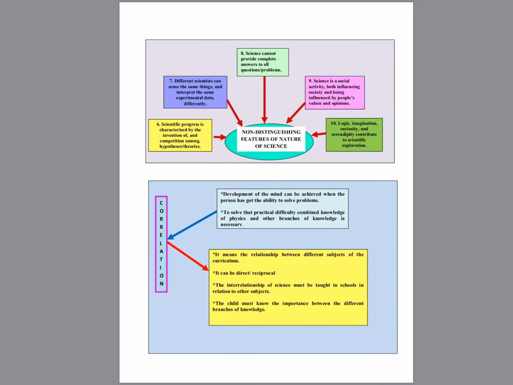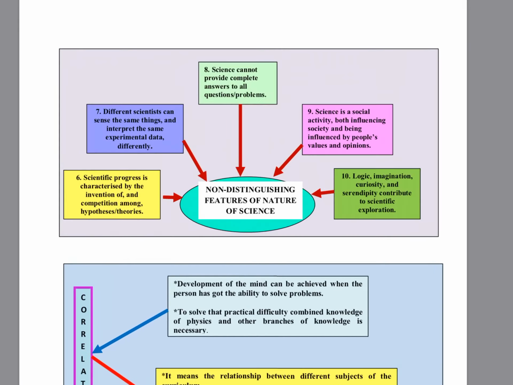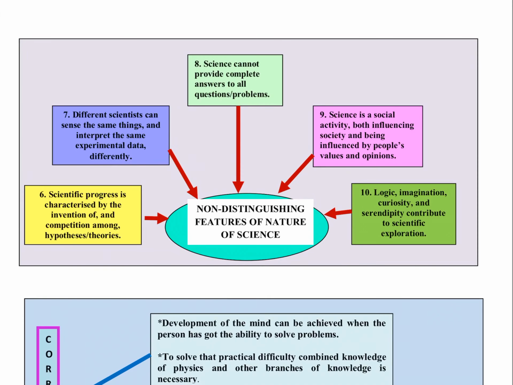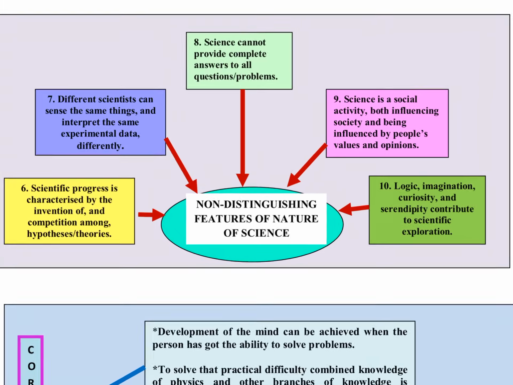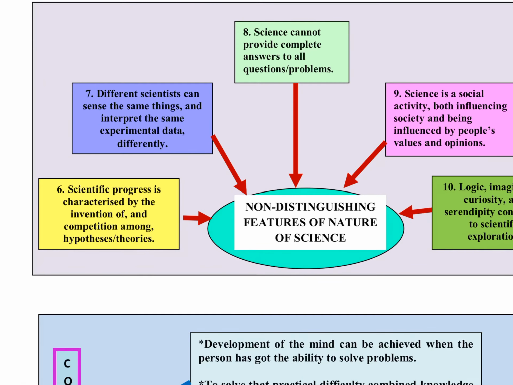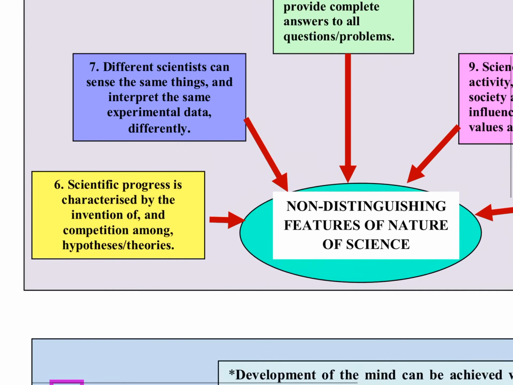Now, here in this figure, there are other features about the nature of science which we can consider as non-distinguishing features. In the non-distinguishing features, serially, number 6 is: scientific progress is characterized by the invention of, and competition among, hypotheses or theories.